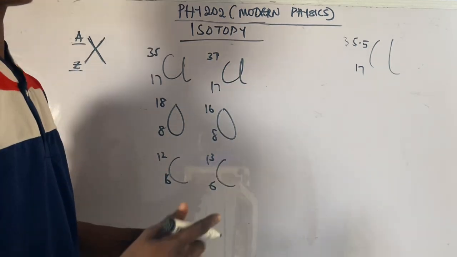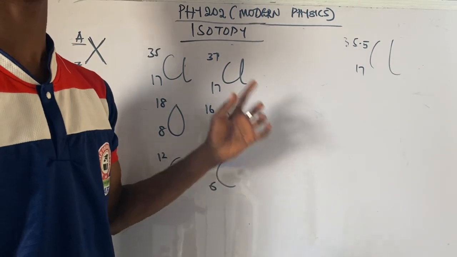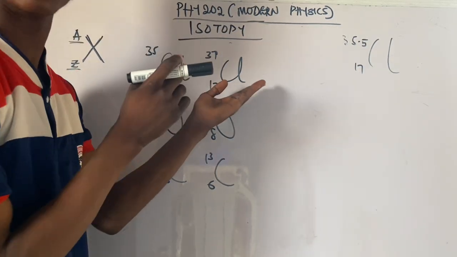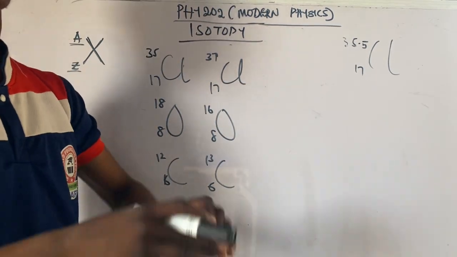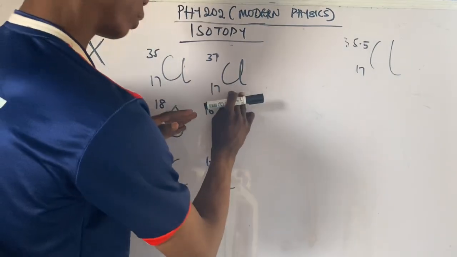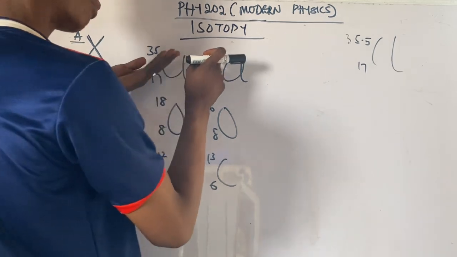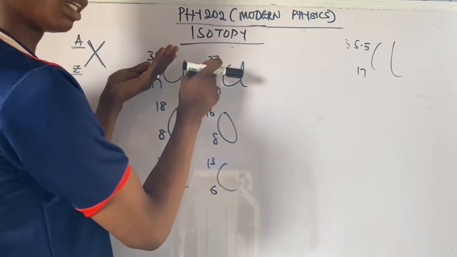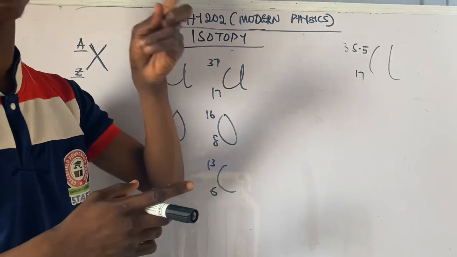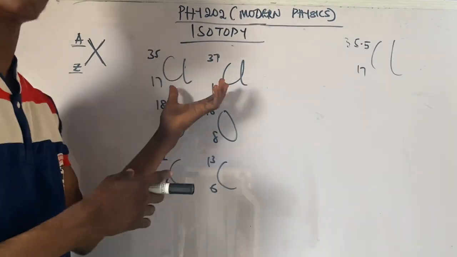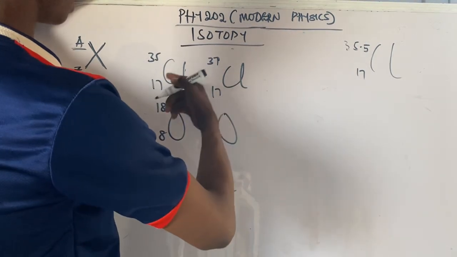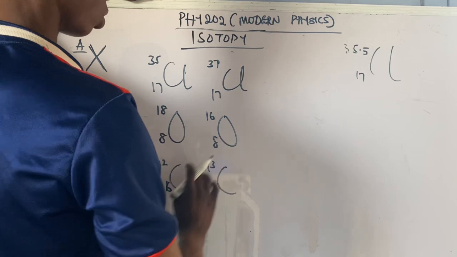And this is actually one of the modifications of Dalton's atomic theory, which says all atoms of the same element look alike in every aspect, while atoms of different elements differ in every aspect. But now this is an atom of chlorine, this is another atom of chlorine, and they differ in the aspect of neutrons. That means the theory has been modified: no, they are not the same in all aspects, because of isotopy.